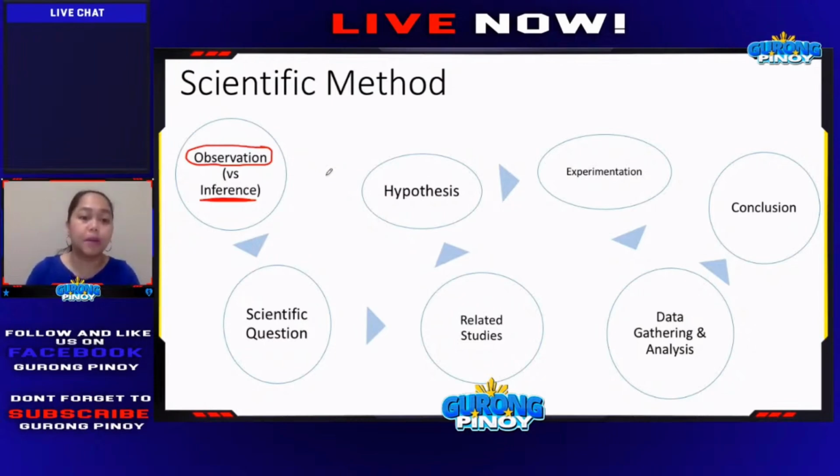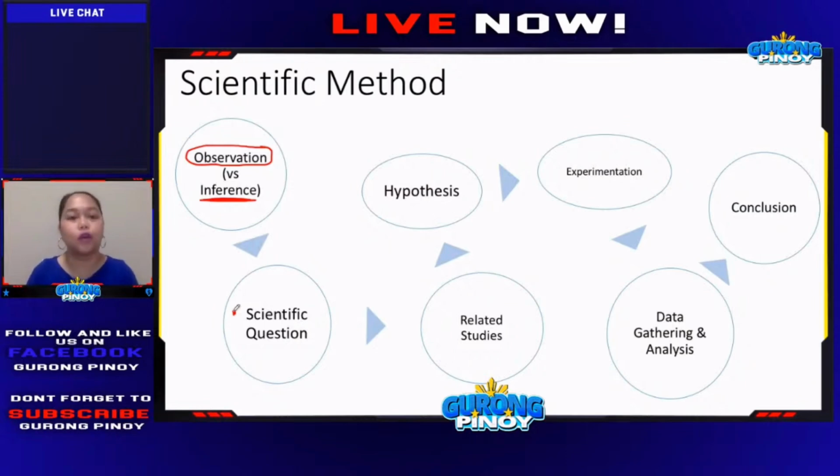Now, the second step in your scientific method that we have here is forming your scientific question. Scientific question is very important. Not all types of questions are scientific questions. When you say scientific questions, that means it requires experimentation. It cannot be answered by just a yes or a no. So you really have to experiment for you to be able to answer your scientific question.